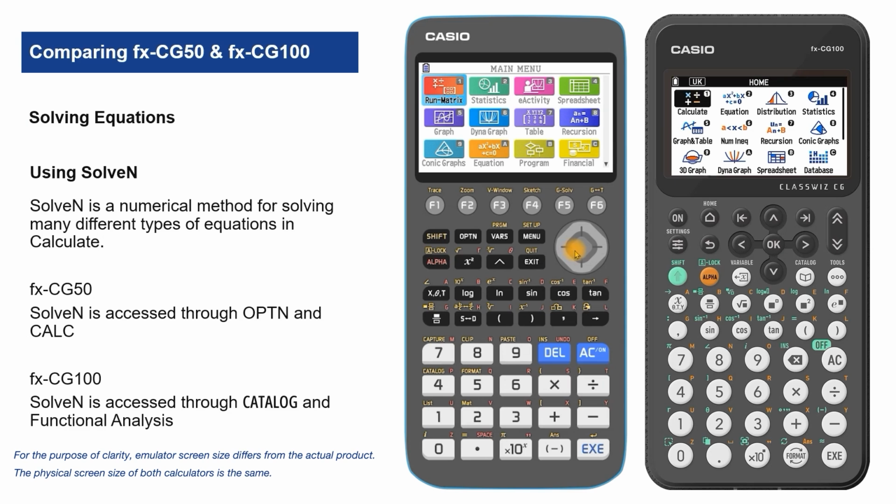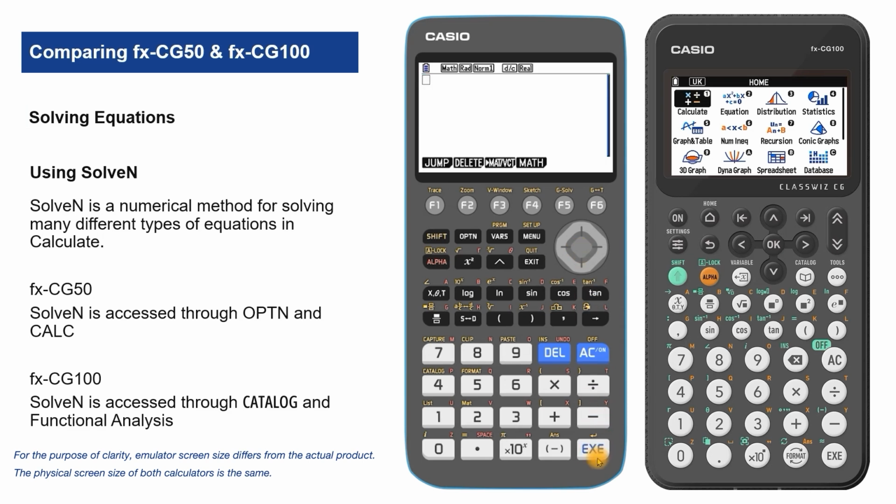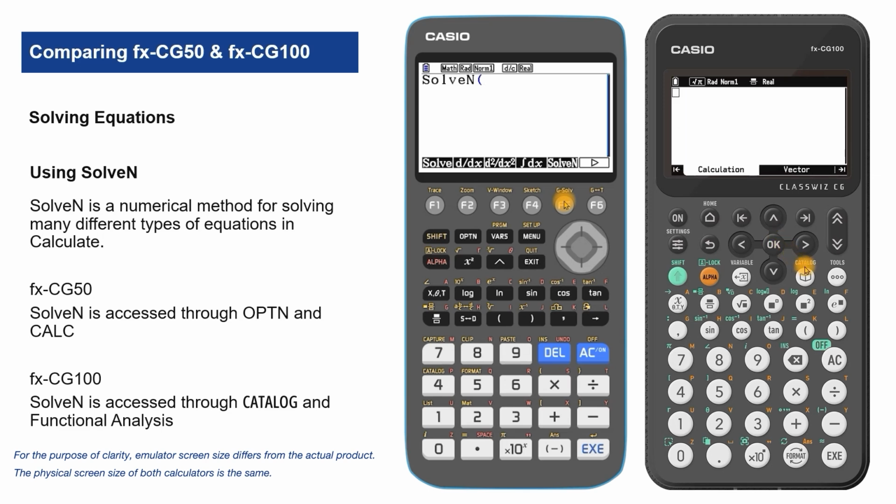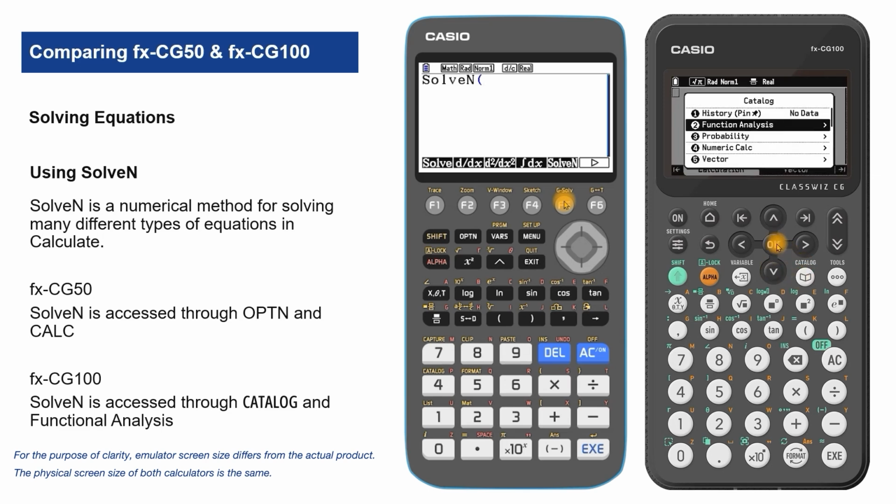This is a numerical method for solving many different types of equations and is particularly useful for providing multiple exact solutions. For the fx-CG50, it is accessed in Run Matrix mode by using the submenus of Option and selecting Calc. Similarly, for the fx-CG100, in Calculate, additional functionality is accessed through Catalog and Functional Analysis is selected.